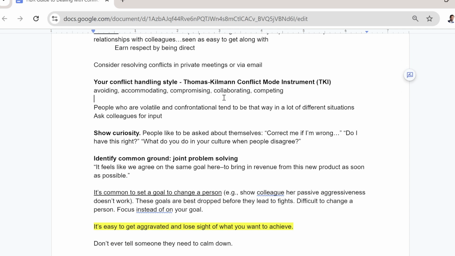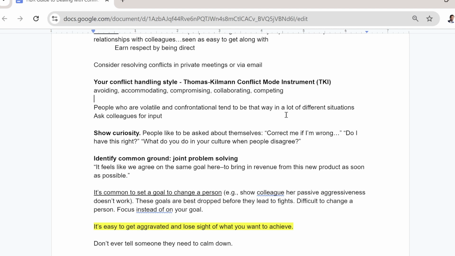Your conflict handling style: the Thomas Kilmann Conflict Mode Instrument, TKI. Here are the 5 types: avoiding, accommodating, compromising, collaborating, competing. And I would say I lean towards more like these, but perhaps I need to expand my toolkit to include more of these. Maybe you lean towards these and you need to start considering other approaches.